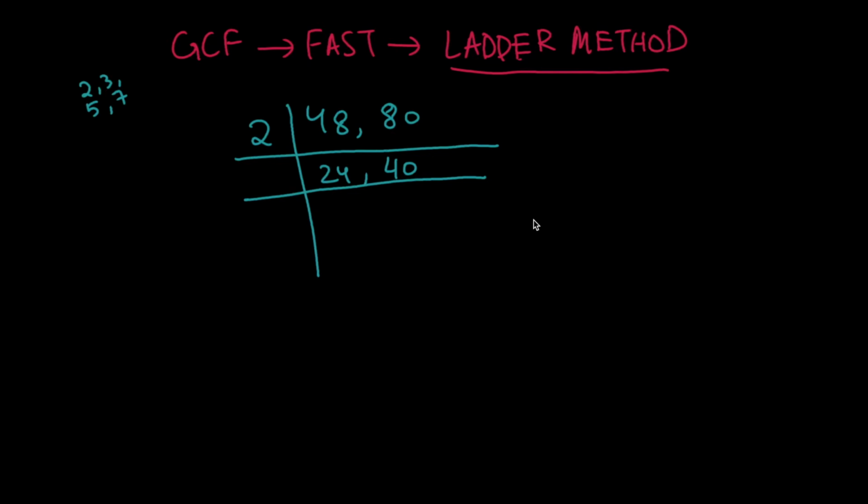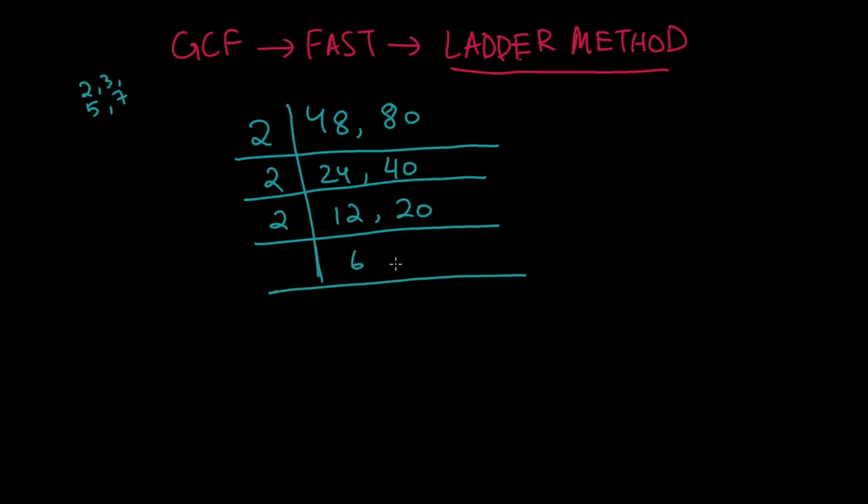What number divides both 24 and 40? That's going to be 2 again. So 24 divided by 2 is 12. And then 40 divided by 2 is 20. So what number divides both 12 and 20? That's going to be 2 again. So 12 divided by 2 is going to be 6. 20 divided by 2 is going to be 10.